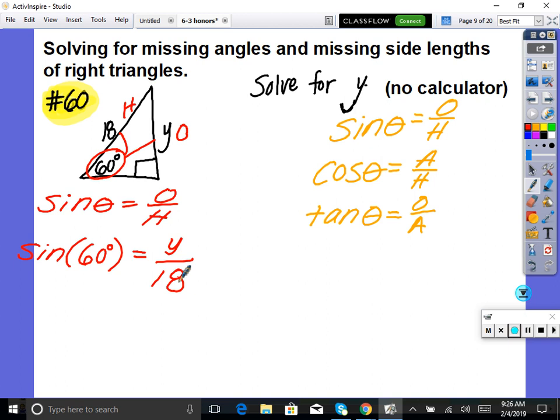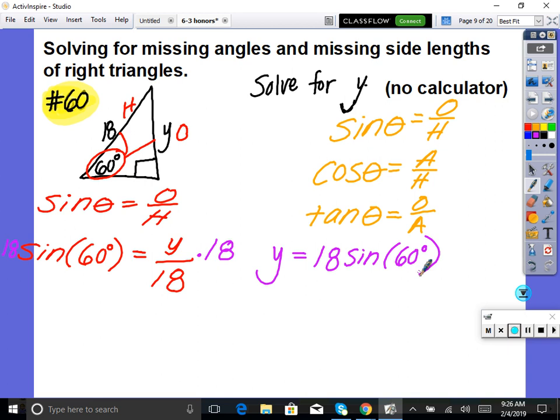Now from here, each time you set up a true statement, your algebra is going to work out differently. So you don't memorize steps. You say, I just need to use algebra to get y all by itself. What would I do? Times 18 to both sides. So my answer is y is equal to 18 sine of 60 degrees.